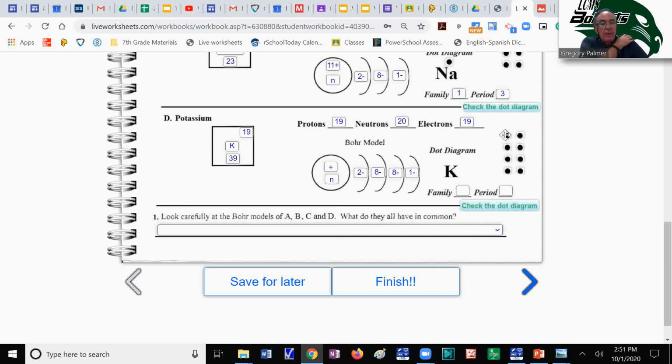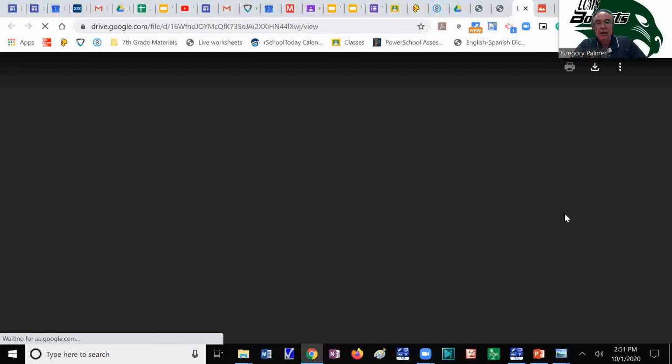1 valence electron means there's 1 dot in the dot diagram. 1 valence electron means that it would be in family 1. The 4 energy levels means we find this on period 4. And if you're not sure, like I showed you before, you can check this dot diagram. We should see the K. It's 1 dot.